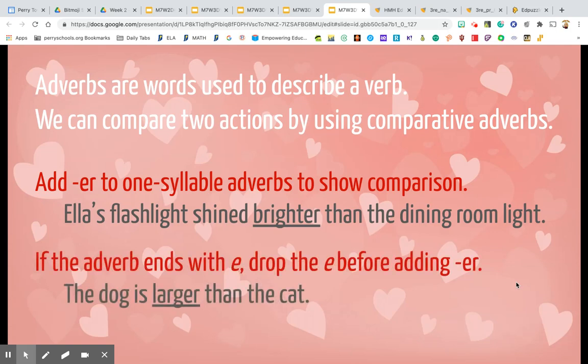If the adverb ends with an E, we're going to drop the E before adding -er. So, the dog is larger than the cat. Is is the verb. We are looking at the noun dog, and we're describing the dog as large, but we're comparing it to the cat, so we have to add the -er. We drop the E and add -er.